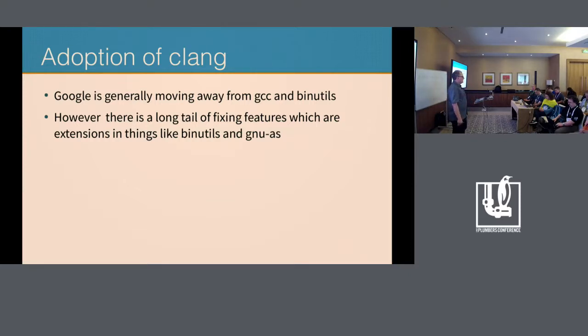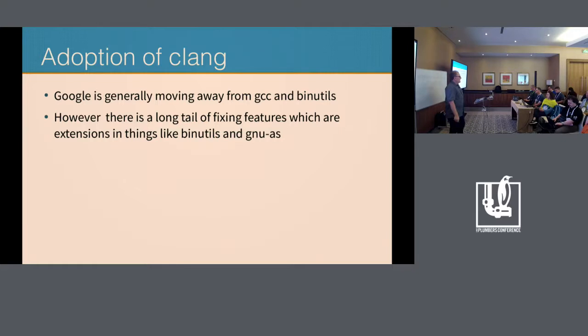And so in the last couple of years, one of the reasons why Nick got so involved in it was because they wanted to move Android, Chrome OS, and other things 100% to Clang. Generally speaking these days, Google has moved largely away from GCC and binutils. To a large degree, what they're finding is that there's a long tail of features that need to be fixed in things like Clang, in the IA and other things, in order to get feature parity or, for that matter, bug parity with binutils and GNU AS.